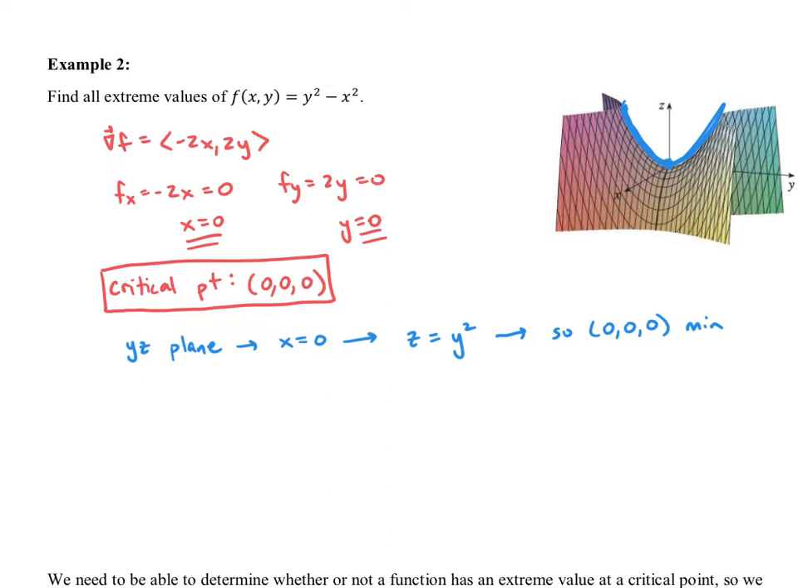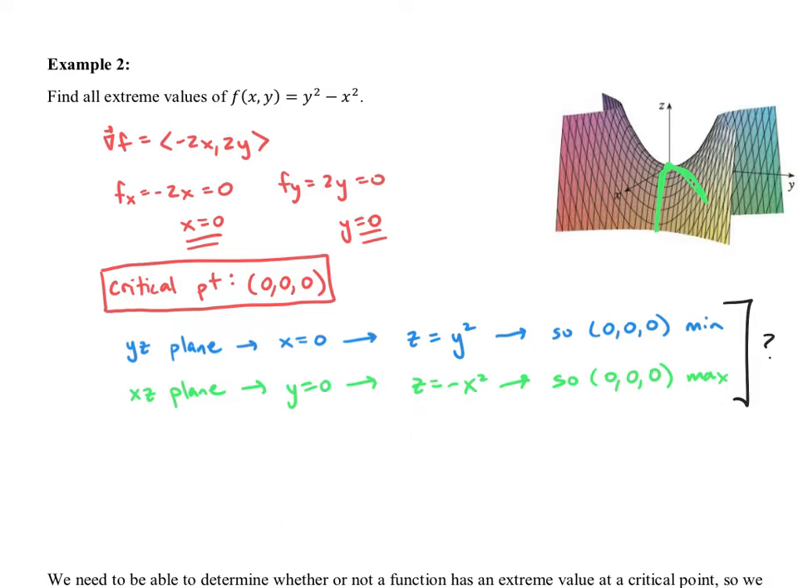Okay, let's get rid of that, and let's look at a similar trace, except this time we're going to go on the xz plane. That means I'm eliminating y, I'm letting y be 0, and z would be equal to negative x squared. So I'm analyzing this trace right here, it's kind of behind here. You can see that this is also parabolic, but all of a sudden our point 0, 0, 0 is a maximum.